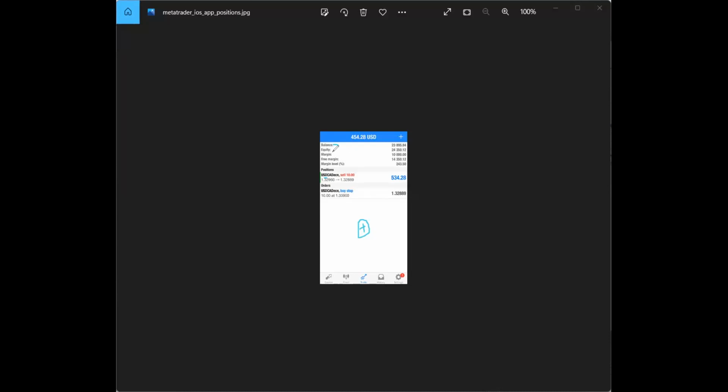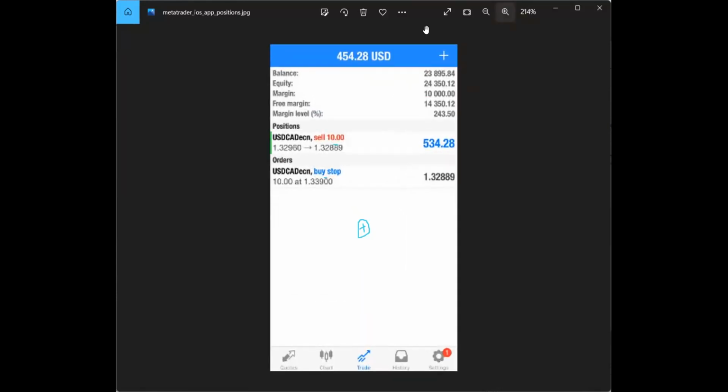And then your equity is the sum of your account balance plus all floating or unrealized profits or loss associated with your open positions. So all that we are saying is that if you can see this, we are having 23. Let me see. Hope you guys can see now.